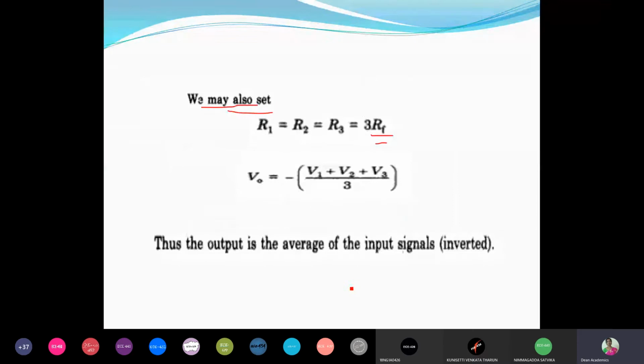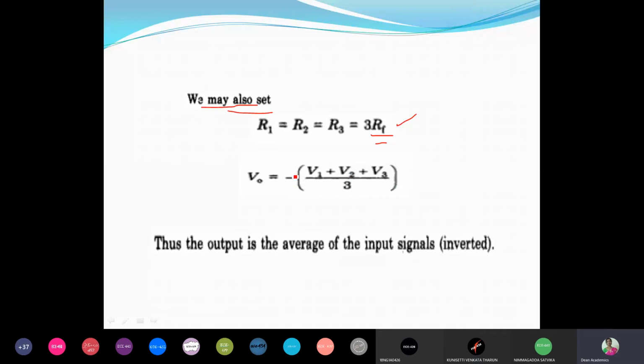That is what we want to show here. So V0 is equal to this, in such a special case. Here we are selecting the values of the resistors. Till now we have studied whatever is existing. With that knowledge, now we are going to design our own circuits. Let us see, when R1 equal to R2 equal to R3 equal to 3 times RF, then V0 is equal to this much.